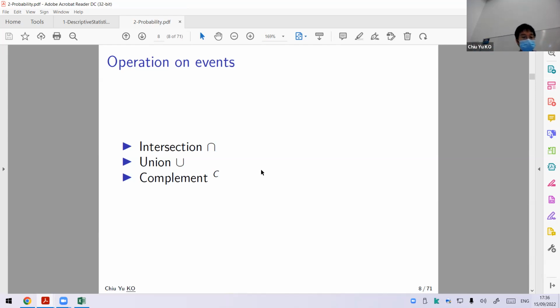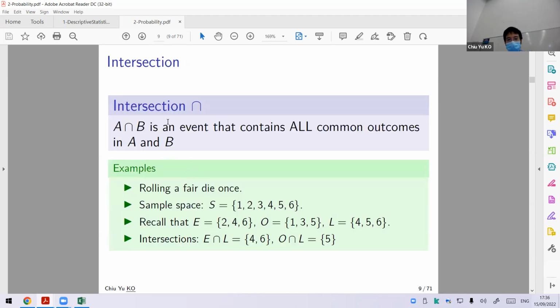Because an event is so central to probability, right? Because we always assign probability to events, we need to know how to combine events, or some operations. We call them intersection, union, and complement. So let's start with the intersection. The intersection is an event that contains all common outcomes in A and B. It looks complicated, but it's very simple.